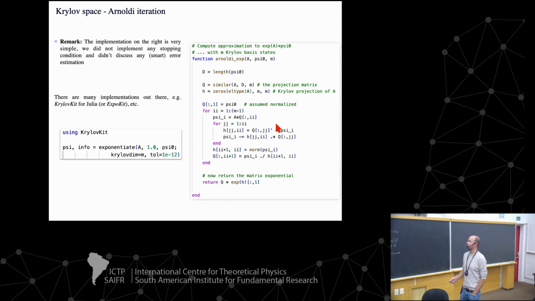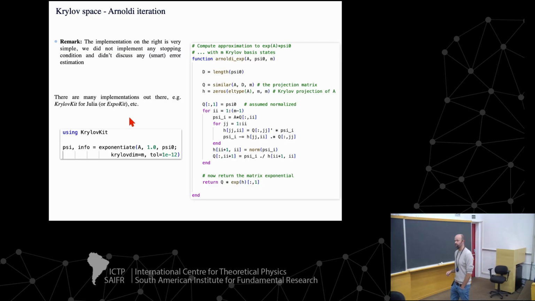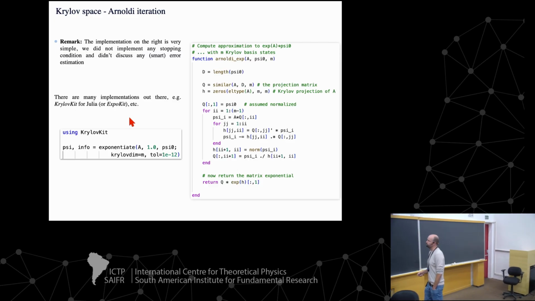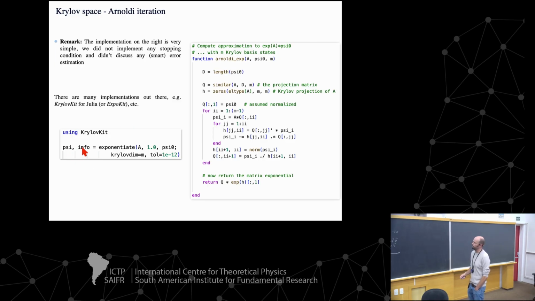Once you know how this works, one can very much fall back to some of the packages. In Julia, for example, there's a so-called Krylov kit, which I would recommend using for this type of thing. In other languages, this is called Expokit, exactly the same thing. And there you have functions like this exponentiate function, which takes this matrix A that you want. This thing here is really just the prefactor in front of the matrix.